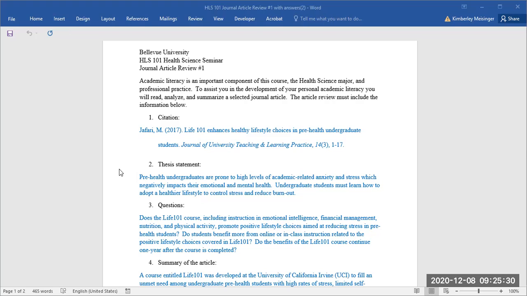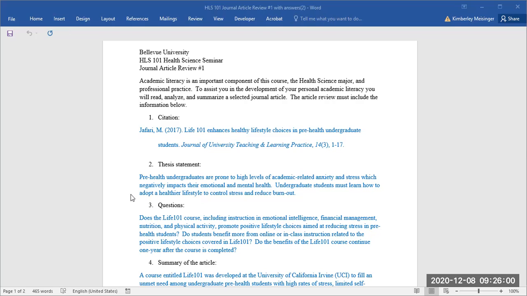So if your thesis statement replicates something like this, pre-health undergraduates are prone to high levels of academic-related anxiety and stress, which negatively impacts their emotional and mental health. Undergraduate students must learn how to adopt healthier lifestyles to control stress, reduce burnout. So more than likely, if you were able to summarize something like that, you will have gotten most of the points for this. I was being pretty generous in this initial go at a journal article.